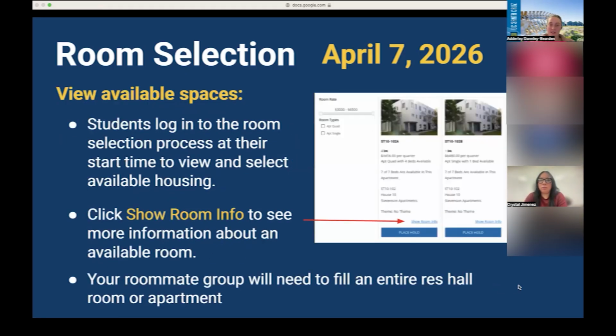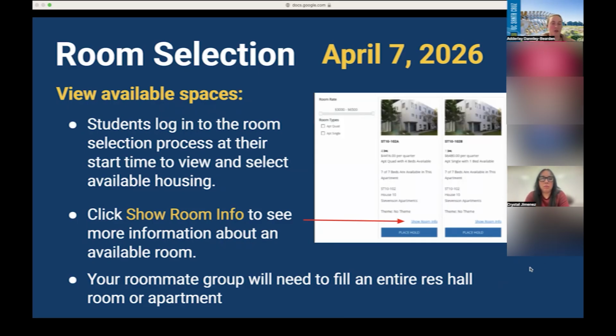And then a little bit of insight into the room selection process. This is how you're going to view spaces if they're available to you during your time slot. You're going to see the different apartment spaces and be able to place holds on them for you and your group members, if you're the group leader, assuming that you are. You're going to be able to see more information about the room before you place a hold on it.